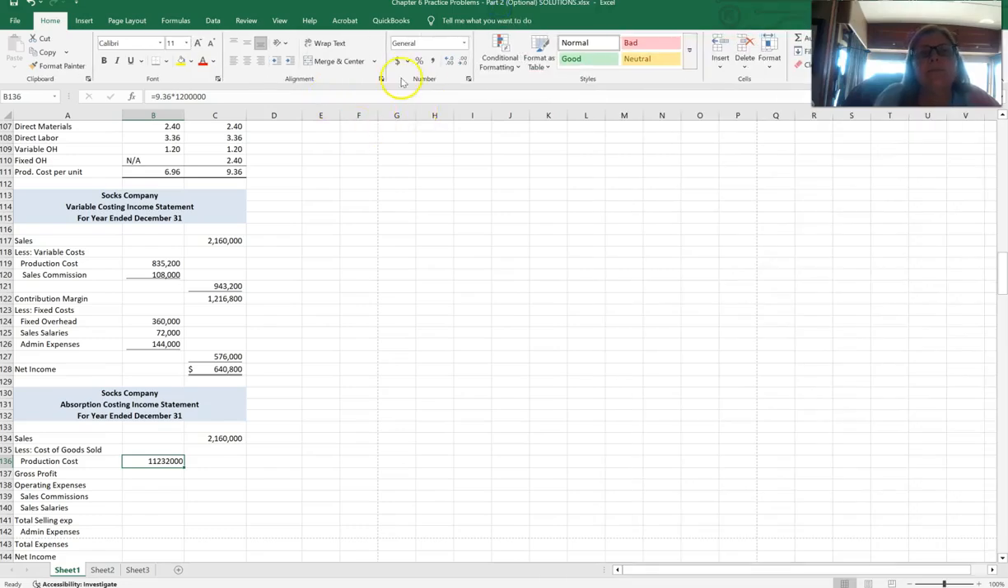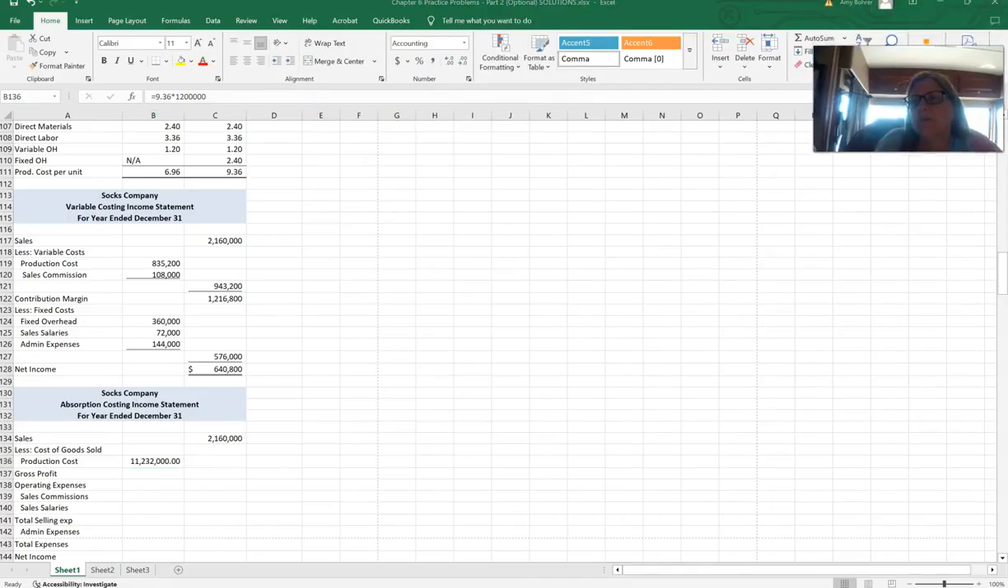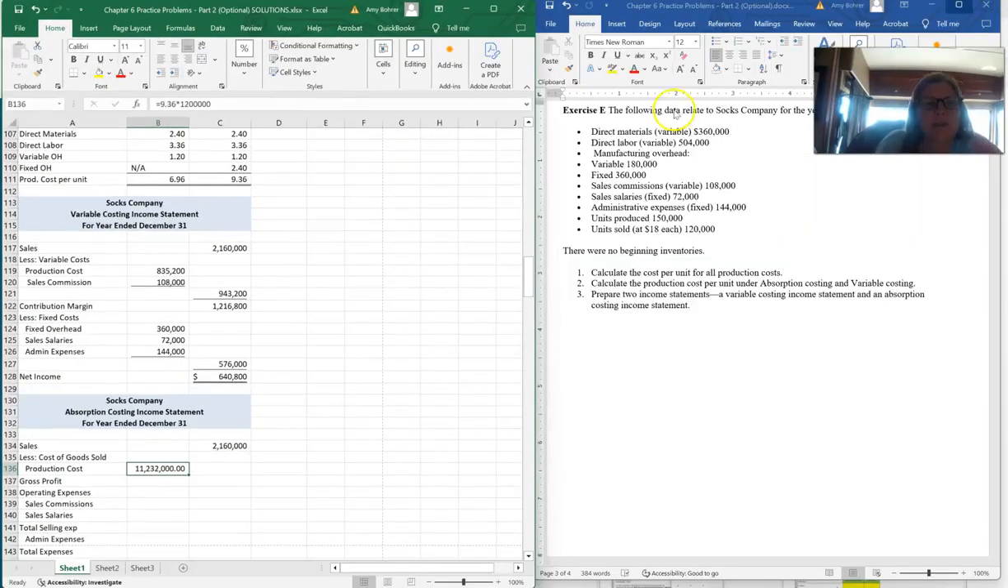Let me put some commas in there. That is a little too much. I must have put too many zeros in there. $1,123,200. And so our gross profit is going to be, sorry, I did that on the wrong line. That's why it's not formatted correctly. $9.36 was the absorption cost per unit times the 120,000 units sold.